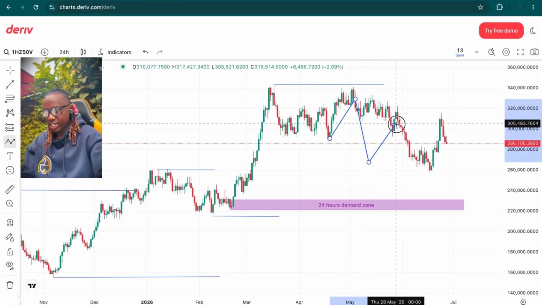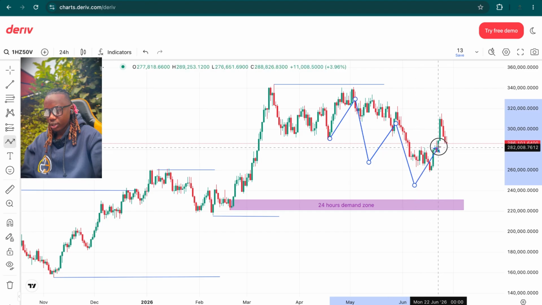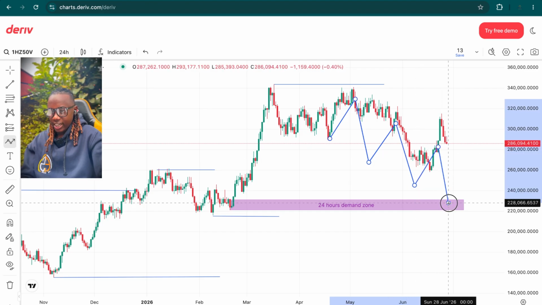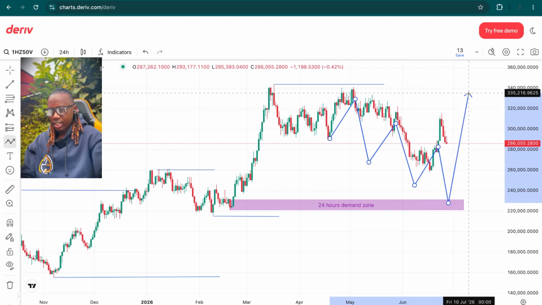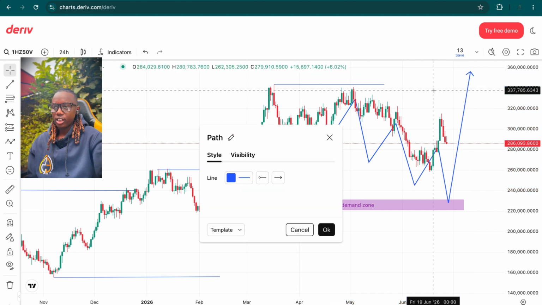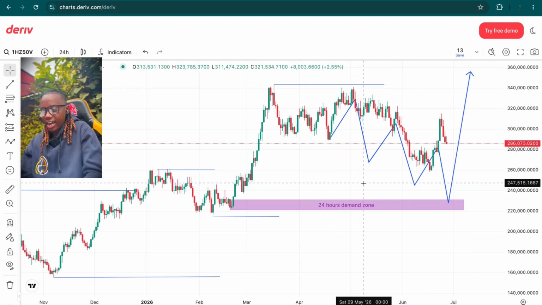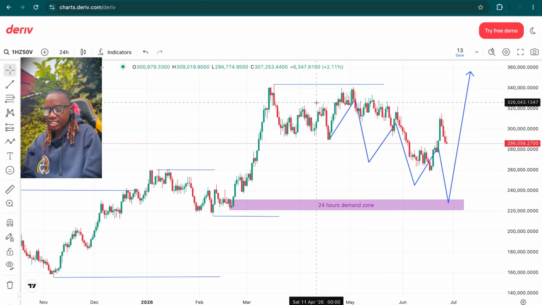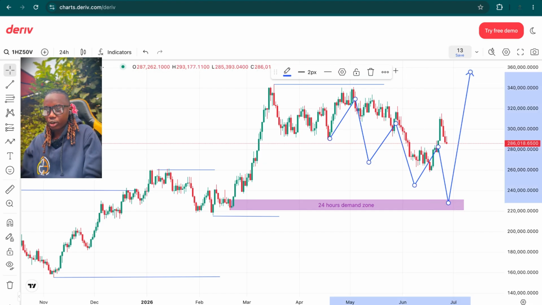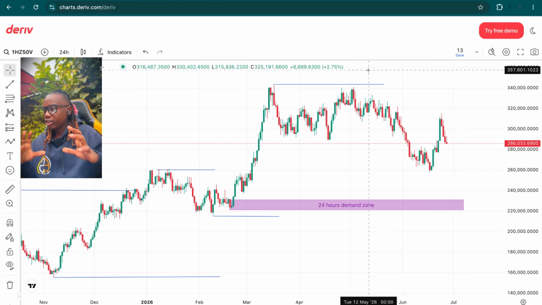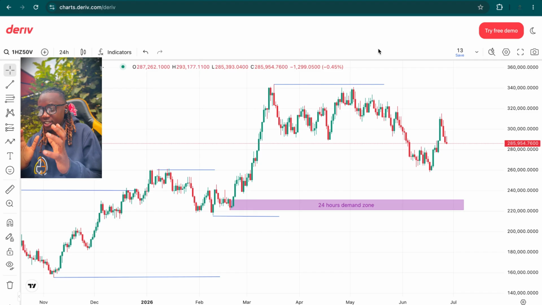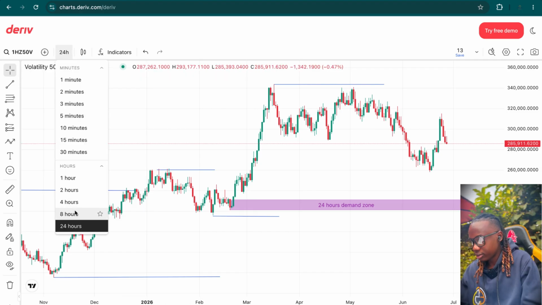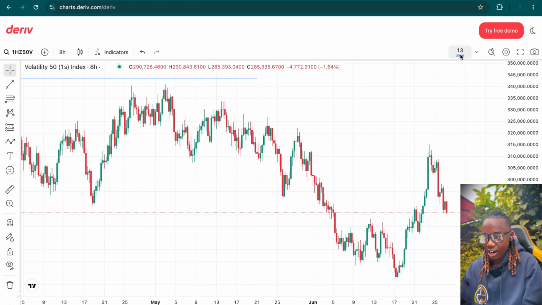Now this is our internal structure. Price will start to come all the way down, reacting to our 24 hours demand zone, and then continue to place a new higher high. This is what we were expecting would happen, and you can see that in our 24 hours internal structure, that was what was actually happening. So we'll go now to our 24 hours internal structure, and that will force us to zoom into the 8 hours structure.